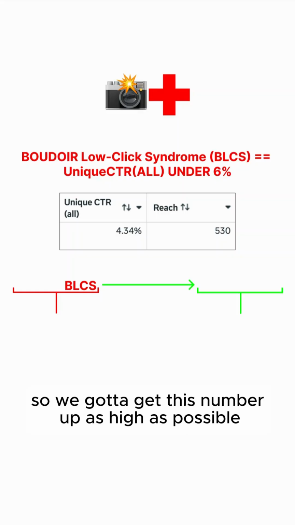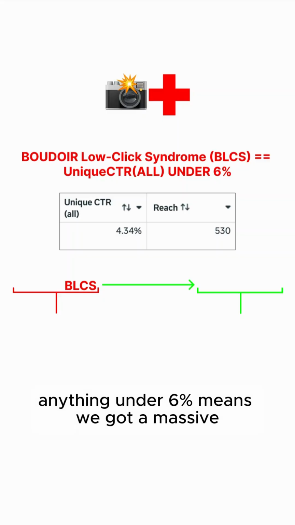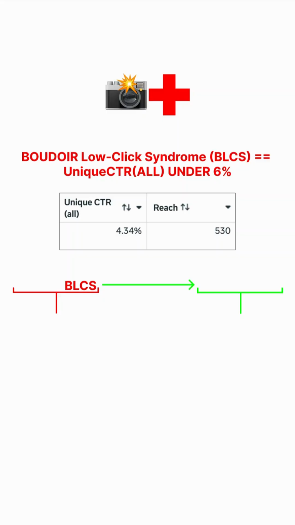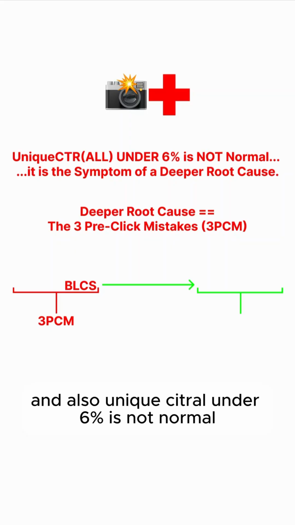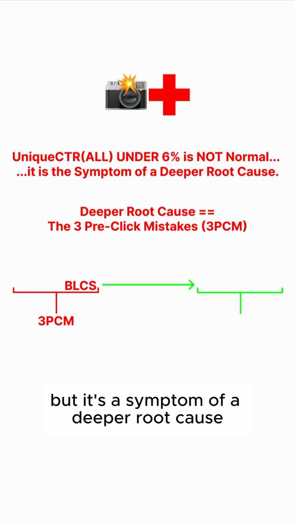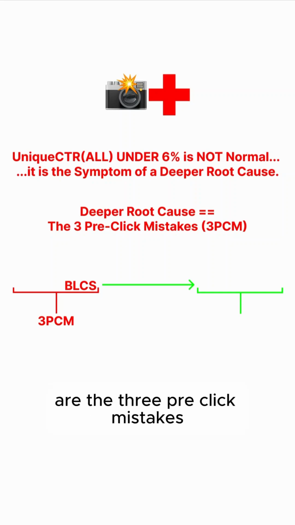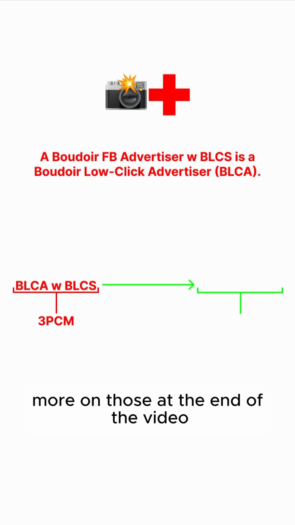So we got to get this number up as high as possible. That's the goal. Anything under 6% means we got a massive, massive, massive problem. And also, unique CTR under 6% is not normal. It's common, the most common thing I'm seeing, but it's a symptom of a deeper root cause. And the deeper root cause is the 3 pre-click mistakes. More on those at the end of the video.